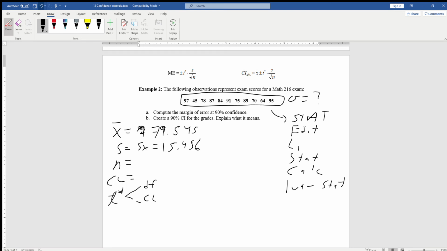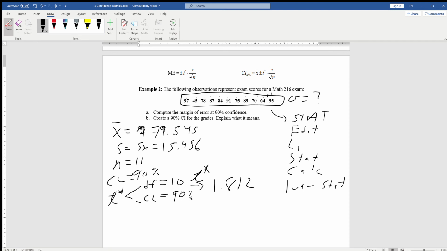N, you can either get from the calculator or you can just count that there are 1, 2, 3, 4, 5, 6, 7, 8, 9, 10, 11 observations. Confidence level is given in the problem as 90%. Degrees of freedom, n minus 1, is 10. We're going to go to the chart and find what t critical is. We go to the bottom, look at 90%, and go up to 10 degrees of freedom. I got 1.812.